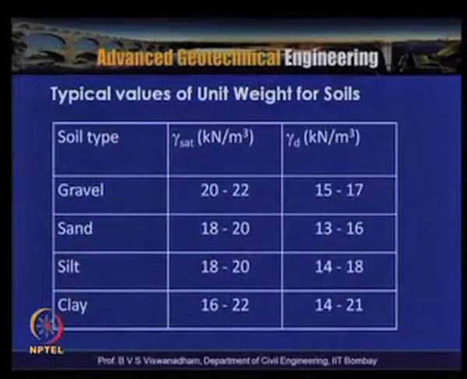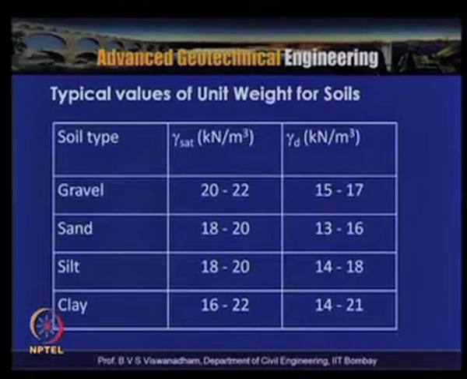So, typical values of unit weight for soils are given in this particular slide. For a soil type gravel, the saturated unit weight can be 20 to 22, the dry unit weight can be 15 to 17. Sand, it can be 18 to 20 and the dry unit weight can be 13 to 16. Silt, it can be 18 to 20 and 14 to 18 in dry state. For clay, the saturated unit weight can be 16 to 22 and the dry unit weight can be 14 to 21.